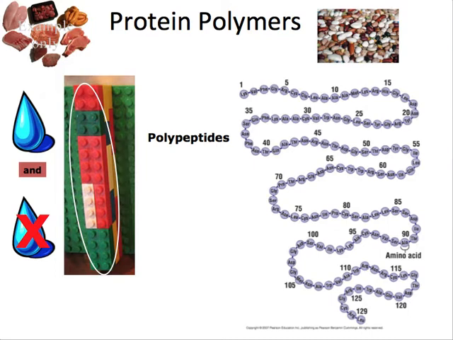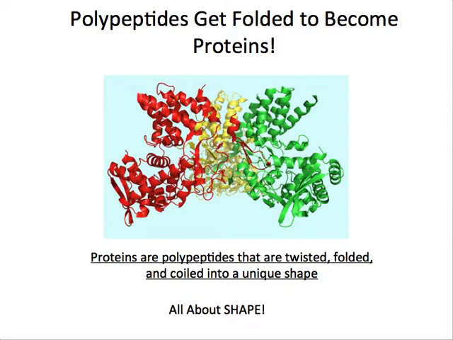After the polypeptide is produced, it spontaneously folds into a three-dimensional protein. And the bonds that allow for this to spontaneously fold are hydrogen bonds. Remember those good old hydrogen bonds? They form between the different parts of that long chain of polypeptide. Once that protein coils into a unique shape, that is when the protein is fully functional.